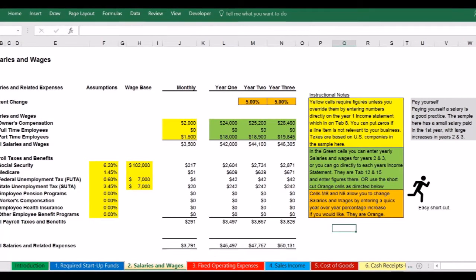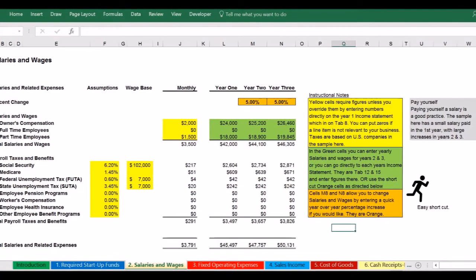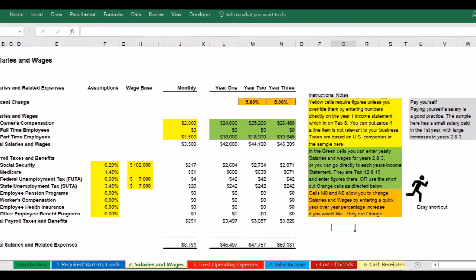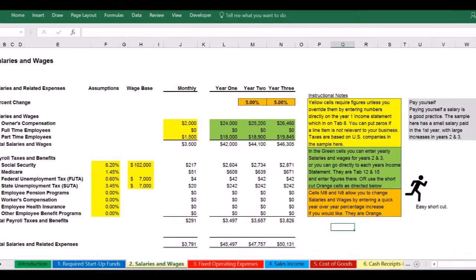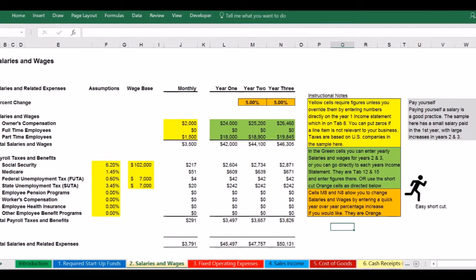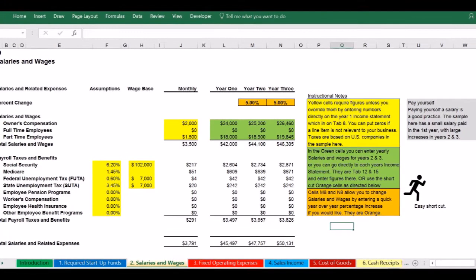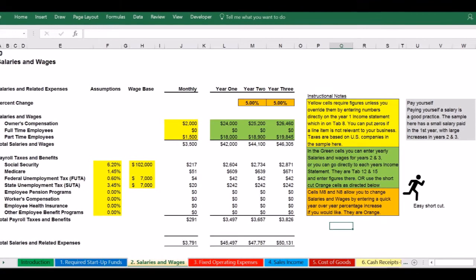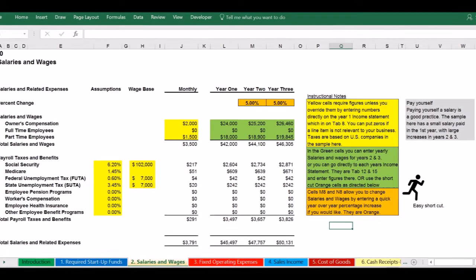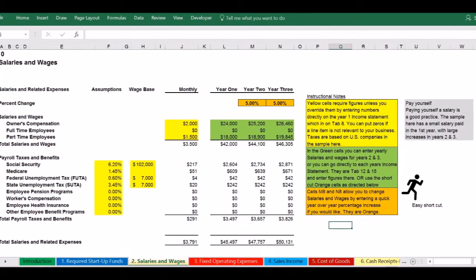This worksheet gives you the option to take a shortcut and just enter a percentage increase in salaries for years 2 and 3. If you want to do this, enter your percentage increase in the orange cells. If you would rather enter the yearly salaries for years 2 and 3 manually, as a figure, type in your estimates in the green cells.